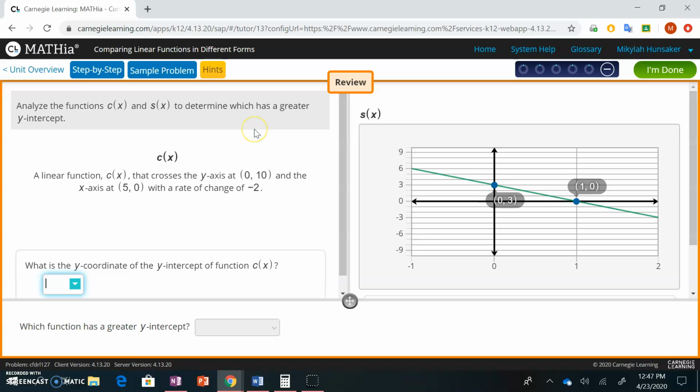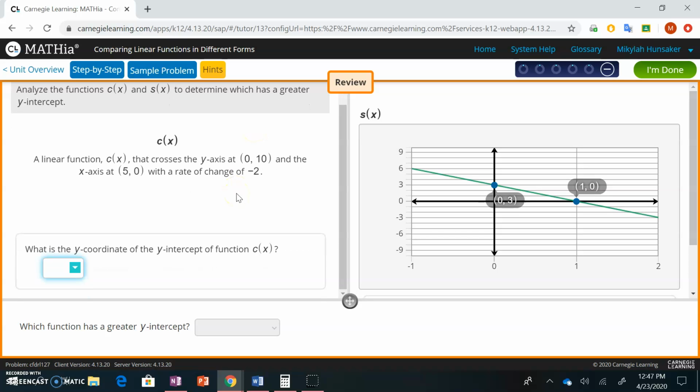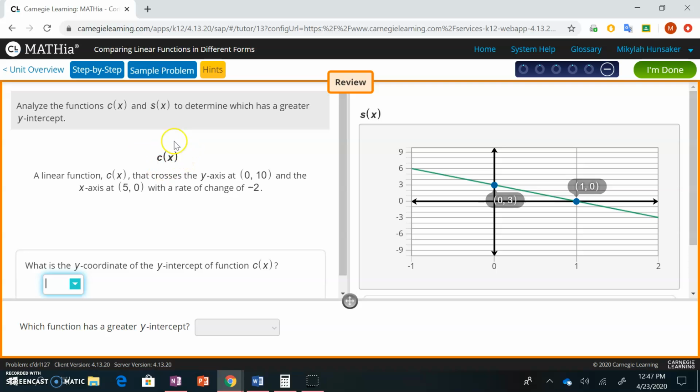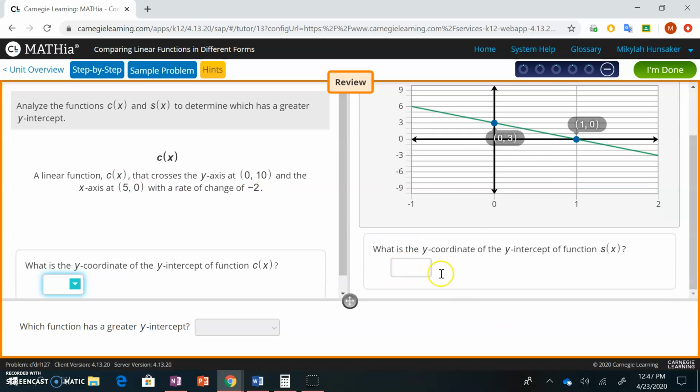All right. Ooh, this looks a little bit different. So we've got the equation, c of x, we've got our points, and we've got our graph. So your job is to compare the two of them, finding the y coordinate. So we know c of x crosses the y-axis at (0, 10) and the x-axis at (5, 0). They want to know what's the y coordinate of the y-intercept. So remember, the y-intercept is at the y-axis, so that's 10. And this one, what's the y-coordinate of the y-axis? When we look at the point that's on the y-axis, it is a 3.